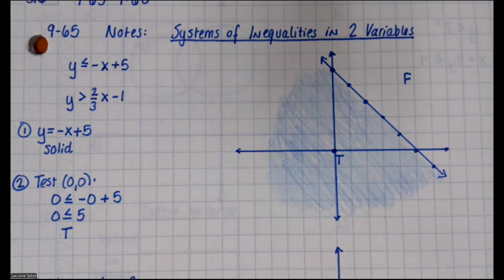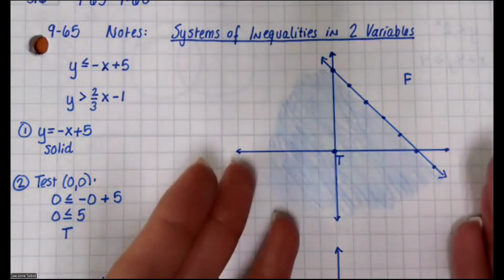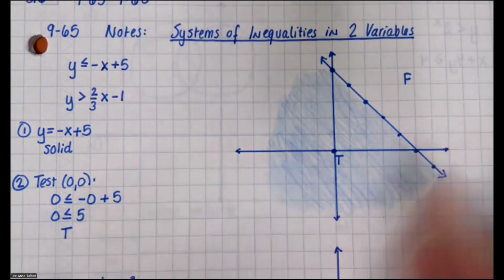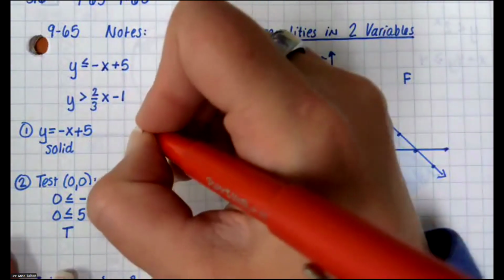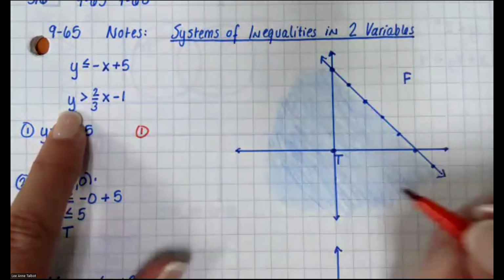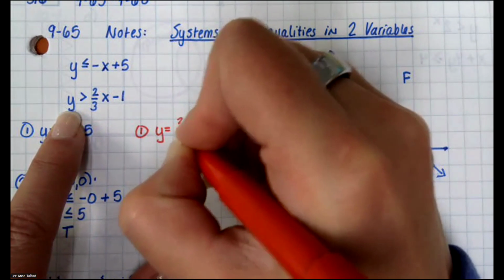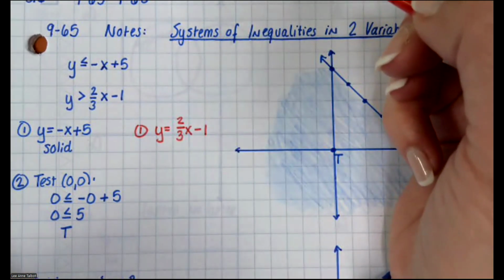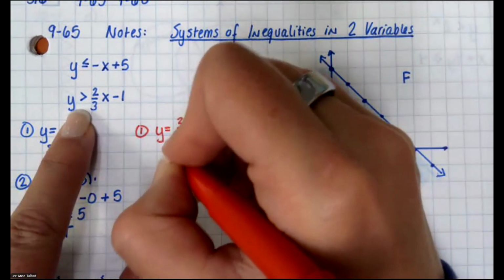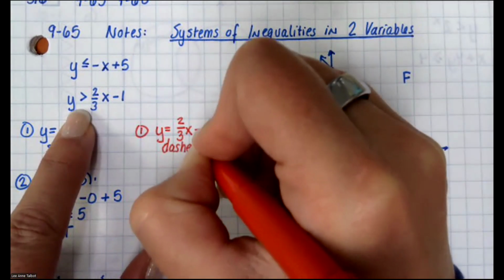Okay, any questions so far? Is that what you would expect from that particular part? Okay, so now what you have to do is imagine that you have perfectly blank graph paper and you do the thing again for the second one. y equals 2/3 x minus 1. And this one is going to be dashed.